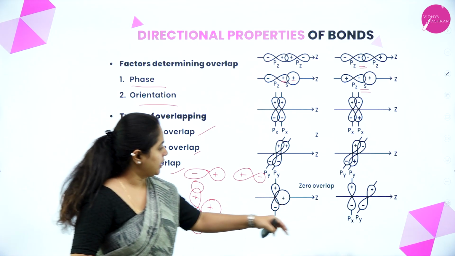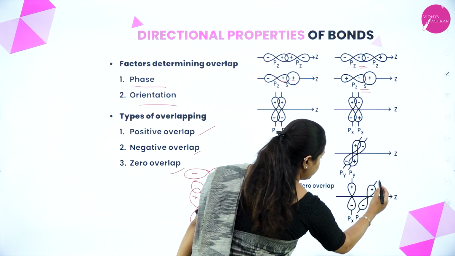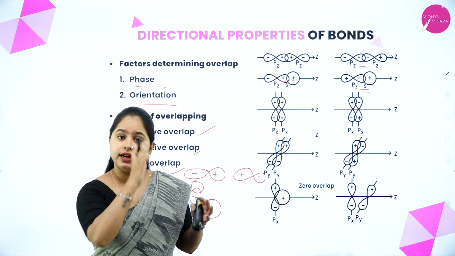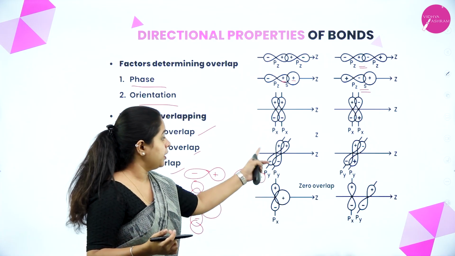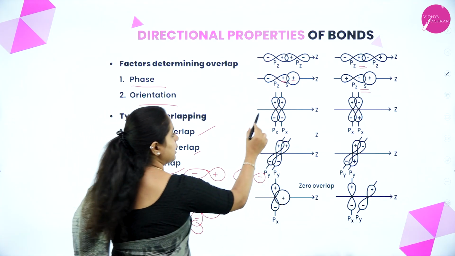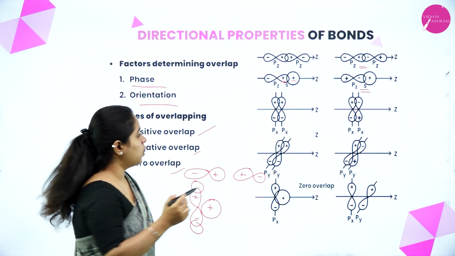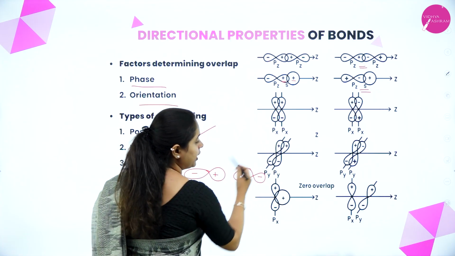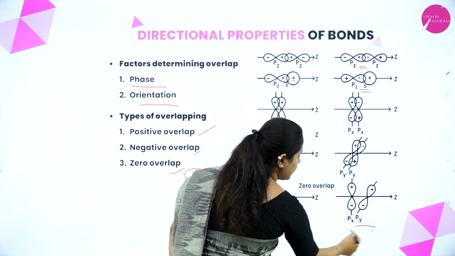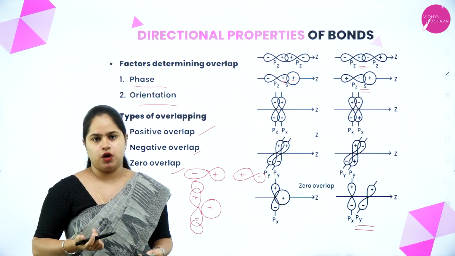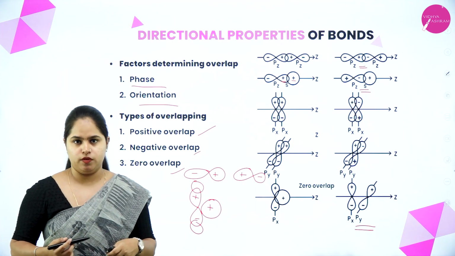That is one example. In this example also, a p orbital is here and another p orbital is in another orientation, so the direction is different. If they come close to each other, will they overlap? No. If the p orbitals have to overlap, it will be sideways, like this or like this. Either way, the direction is the same, that is, the orientation must be the same. If the orientation itself is different, overlapping is not possible. So these are the three types: positive overlap, negative overlap and zero overlap.